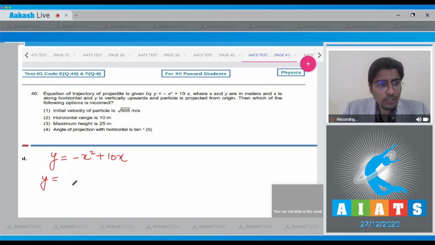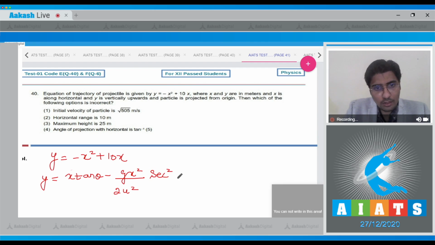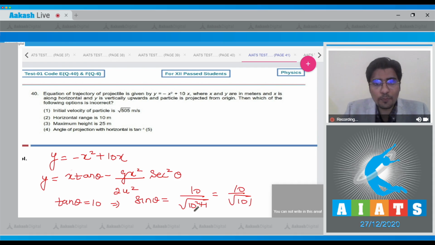Dear student, the equation of trajectory can be written as y equal to x tan theta minus g x square by 2u square sec square theta. On comparing, we can write that tan theta will be equal to 10, or sin theta will be equal to 10 divided by root of 10 square plus 1. So this will be 10 by root of 101. On further comparing, we can also write that g sec square theta by 2u square will be equal to 1, giving us a value of u equal to root of g sec square theta by 2. That will be equal to root of 505.